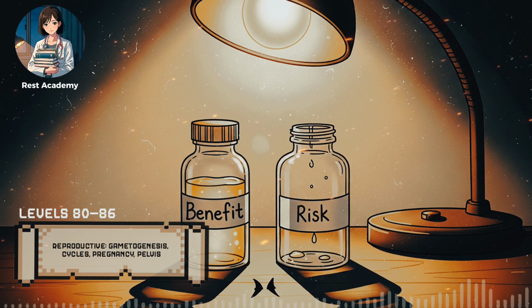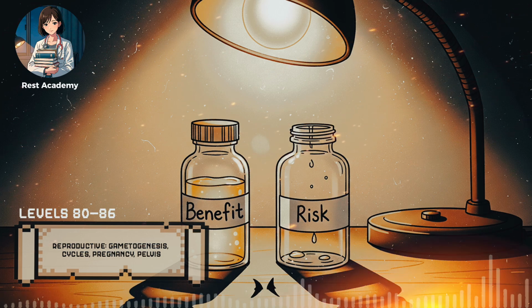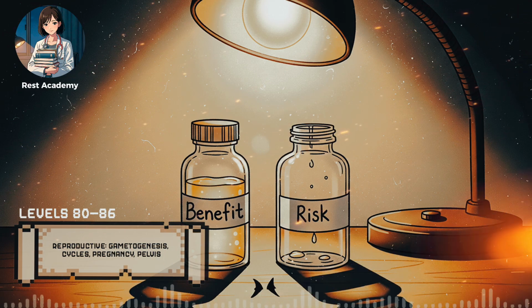In males, spermatogenesis is ongoing, regulated by gonadotropic hormones and testosterone, with daily rhythmicity though not with a strict monthly pattern. Pregnancy transforms systems. After fertilization, the zygote divides to form a blastocyst which implants into the uterine wall.